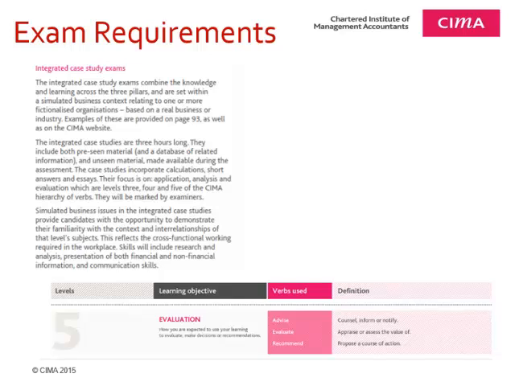There's also going to be a focus on the CIMA hierarchy of verbs, and again I suggested that you go back, if you haven't recently, and look at these hierarchy of verbs and once again familiarize yourself with what they mean. For example, level 5 verb advise means to counsel or to inform or notify.